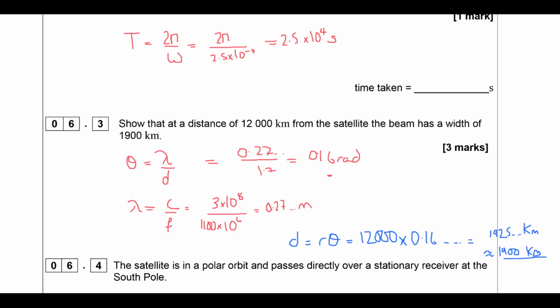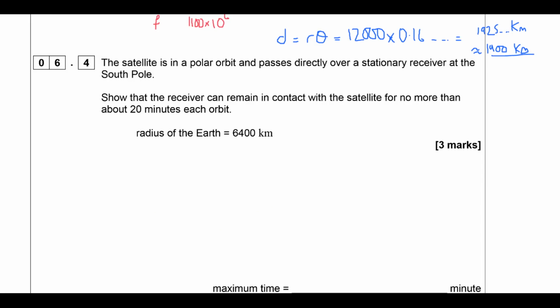Okay, so that's that one. So the satellite is in a polar orbit and passes directly over a stationary receiver at the South Pole. Show that the receiver can remain in contact with the satellite for no more than 20 minutes each orbit.